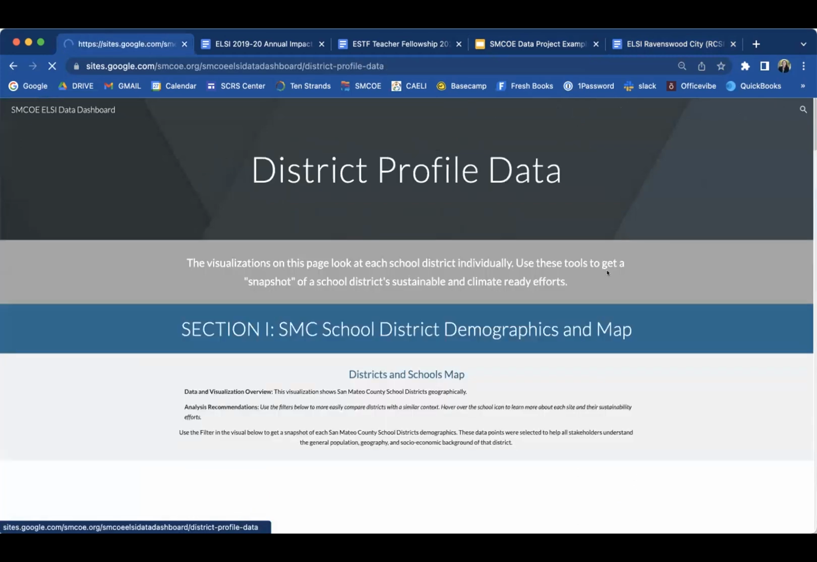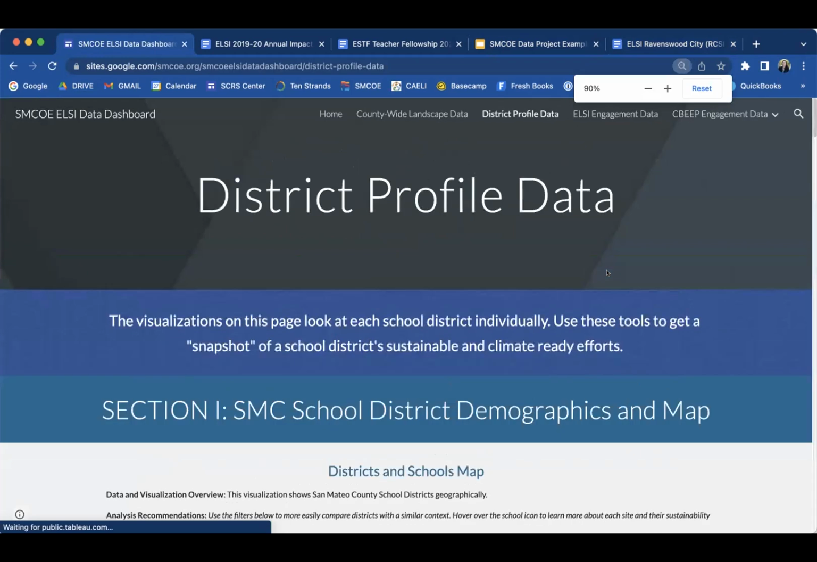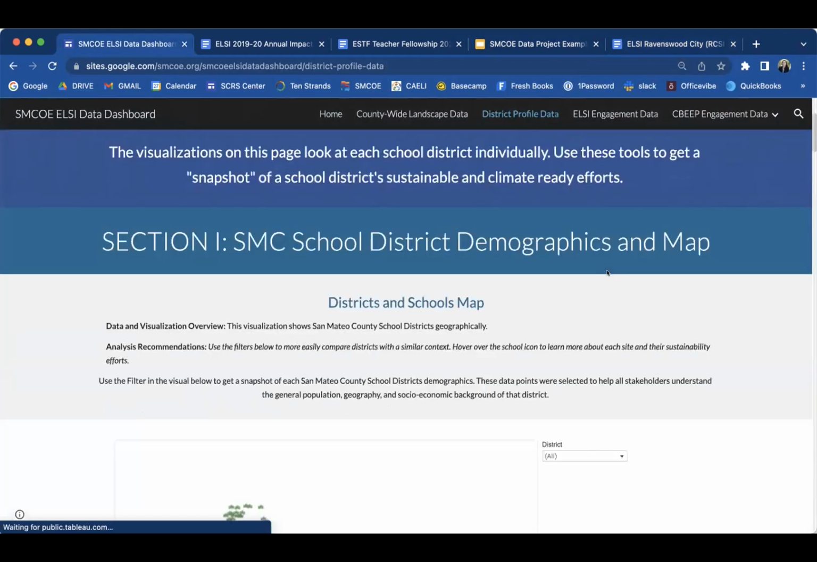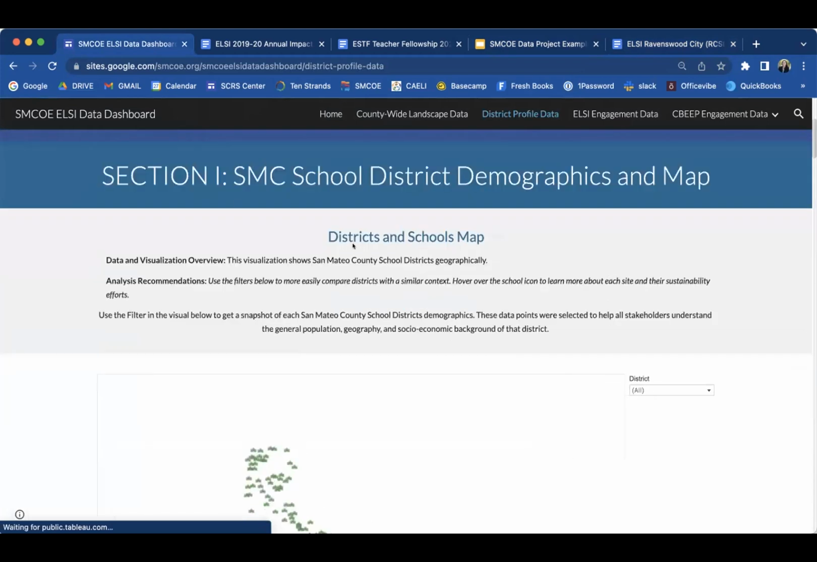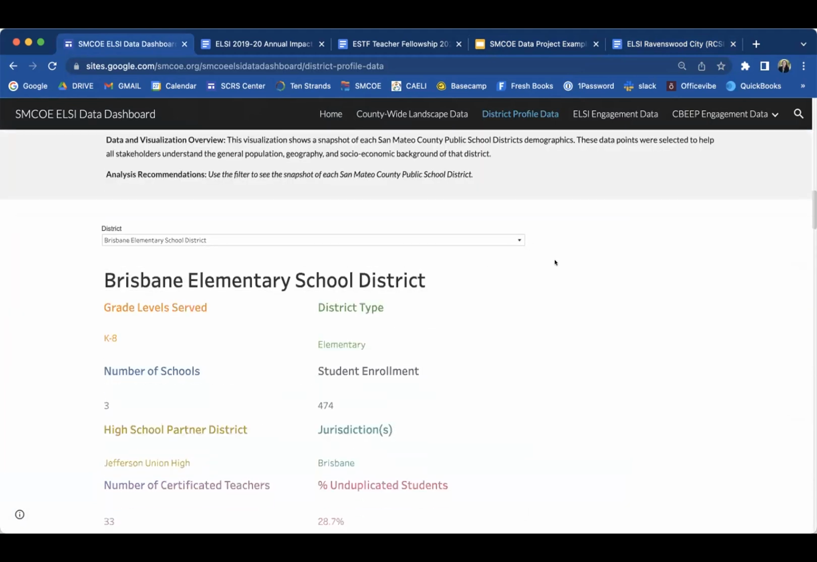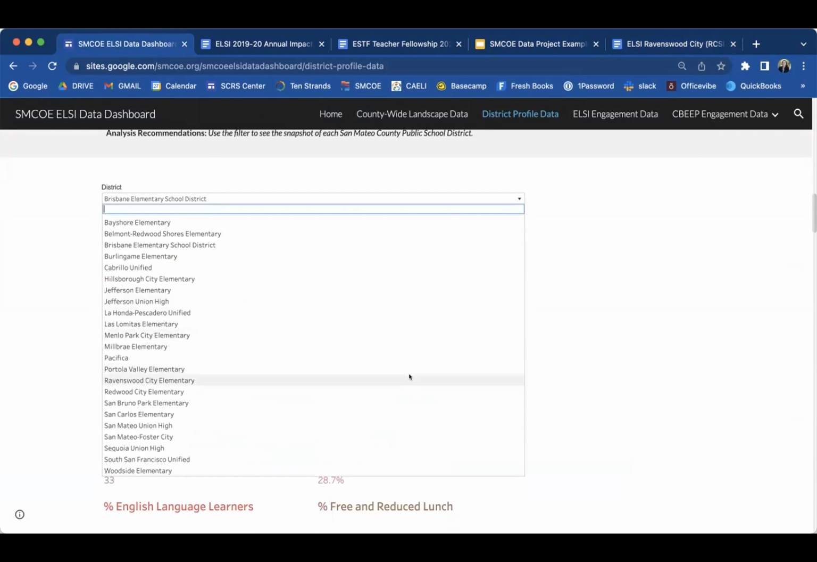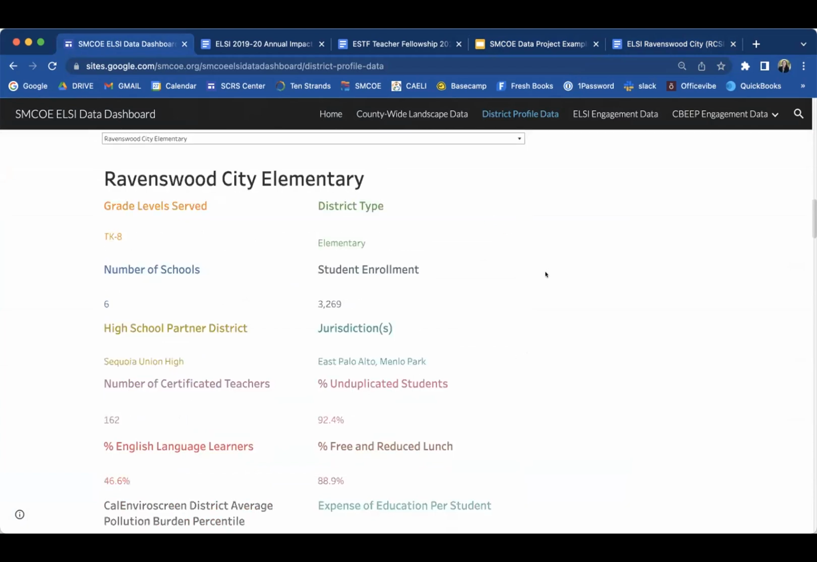So you can see here, it says district profile data. It's a little bit bigger. And so instead of having to update all these different individual documents, what we realized that we could do is take some of that static information, like saying, this is what a demographics is, and make it filterable so that a person could just come here and, let's say they wanted to see that same district, Ravenswood, they would just filter for just Ravenswood.